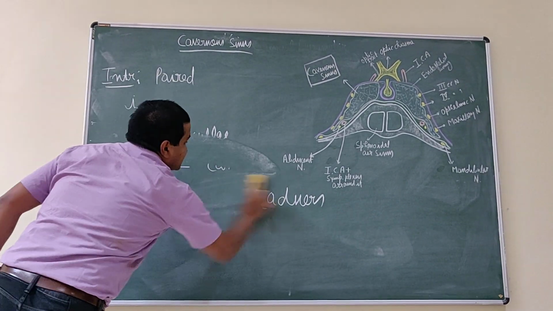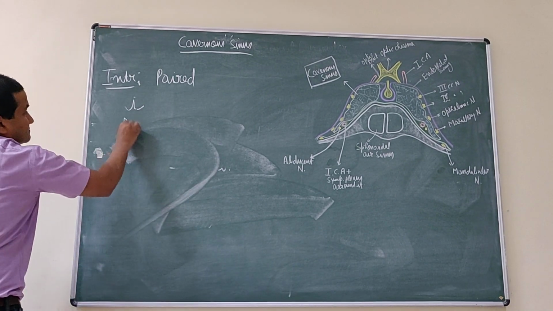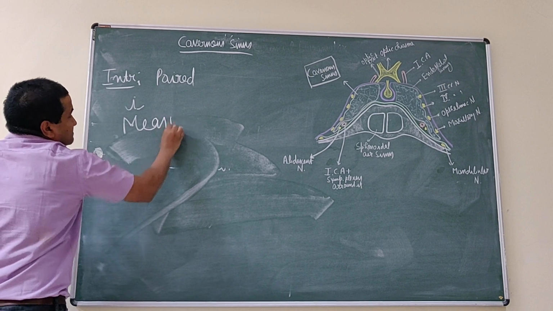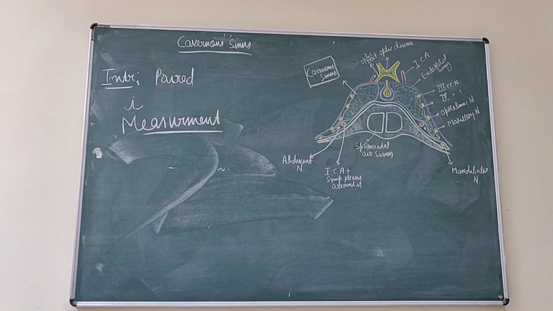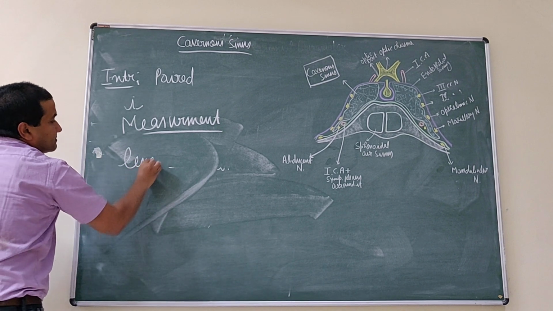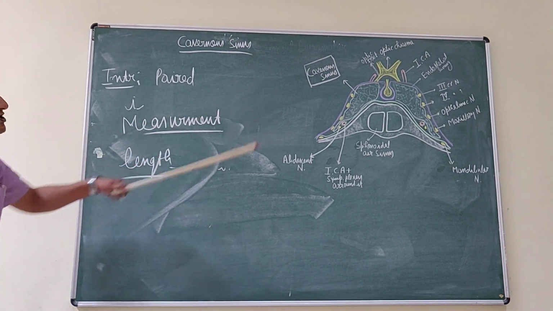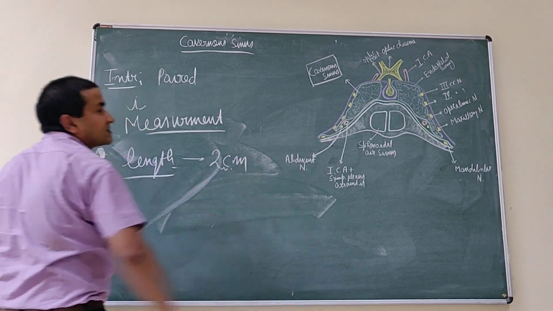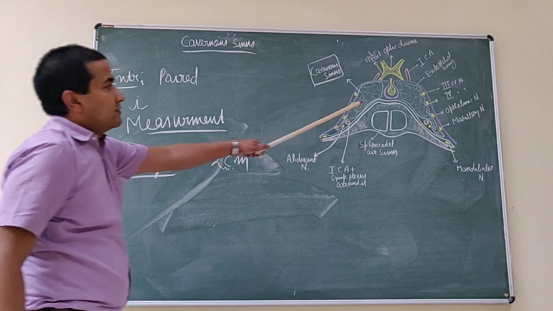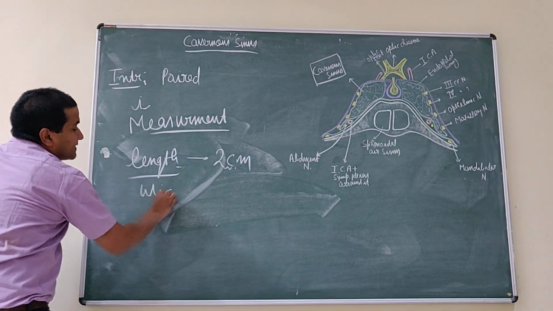The length is the measurement, and length means the anteroposterior extension. It is about 2 cm, while the width, in this diagram, is about 1 cm.